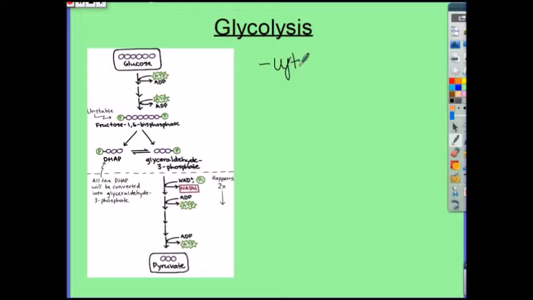So the first process is glycolysis, and that happens in the cytoplasm. At the beginning of glycolysis, a 6-carbon sugar is converted into 2 molecules of pyruvate, which is a 3-carbon organic molecule. ATP is made, and NAD plus is turned into NADH. And there are 2 main phases.